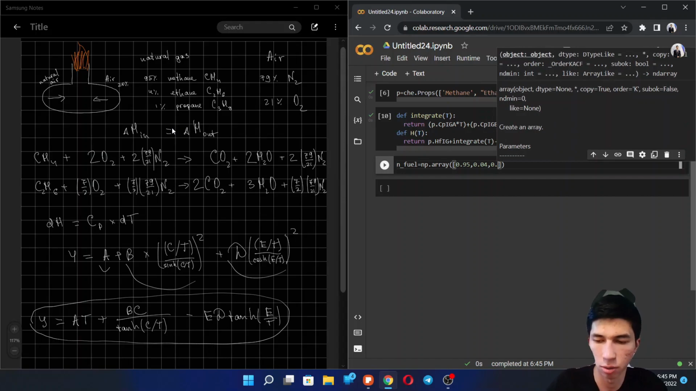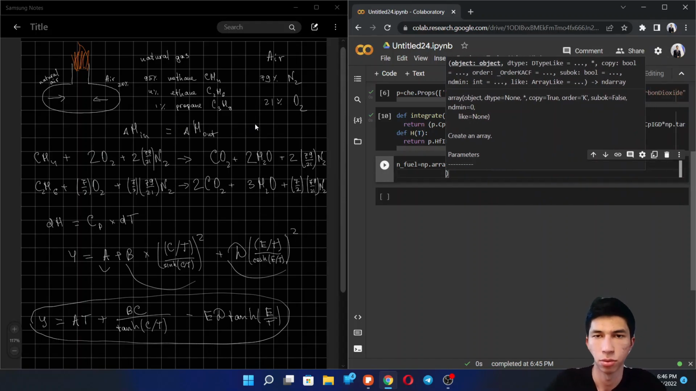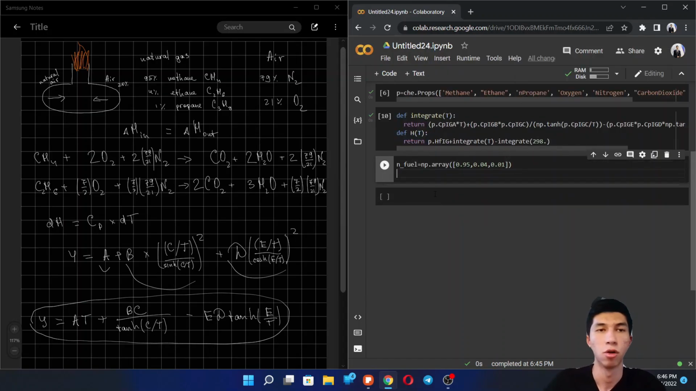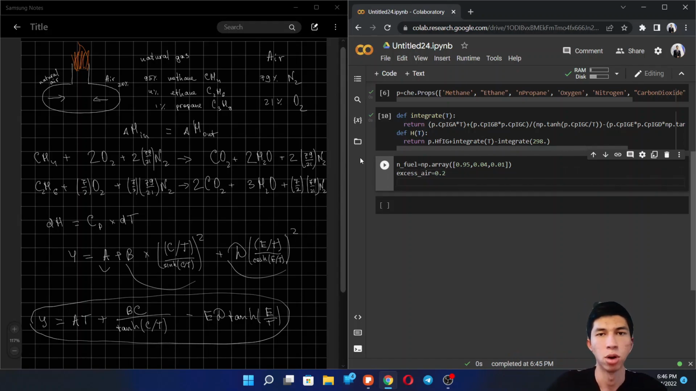0.04 and 0.01. So now we have an array for the mole ratios of the compounds, and now we are also given in the question that we have an excess air. So we need to specify that it's going to be 0.2. So we have 20% of excess air. And what else do we have?